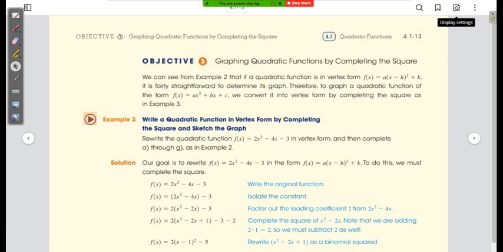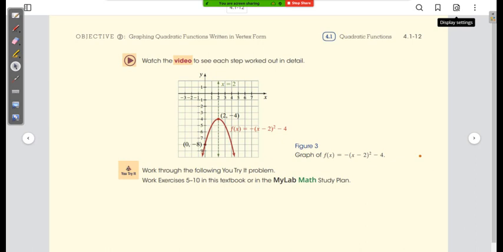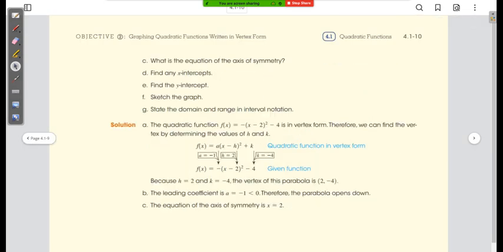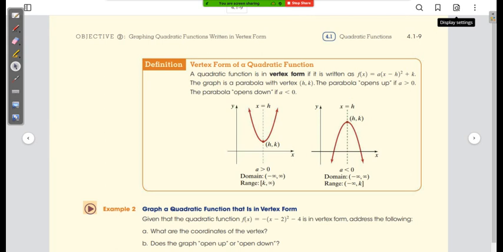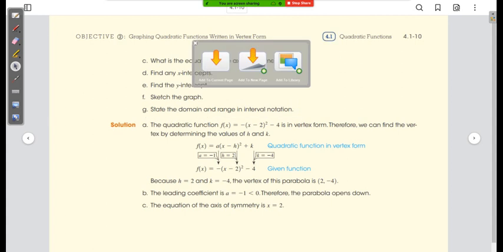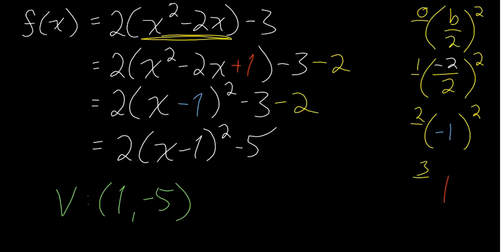It says A through G is example 2. So for example 2, let's go ahead and snip that, A through G. B is does it open up or down, so I'm not even going to snip that, but I'll snip this. New page. Let's go ahead and just do B. So we did A, we got our vertex. For B we're going to ask ourselves, does it open up or down?